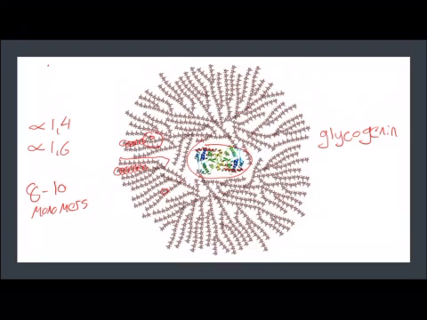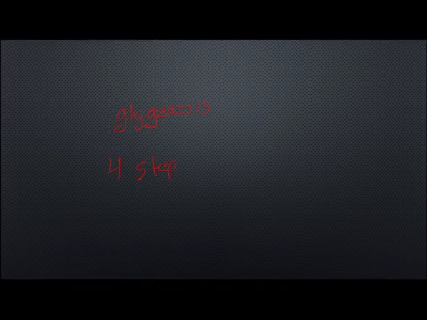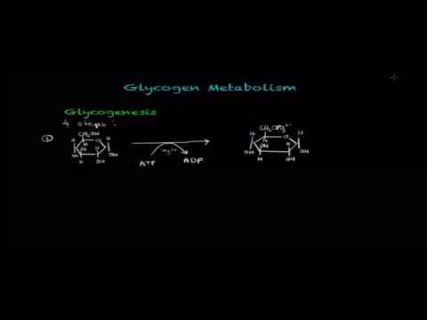Cool. And so we're actually talking about how we build this now. So glycogenesis has 4 main steps to it. So we're going to look into those.